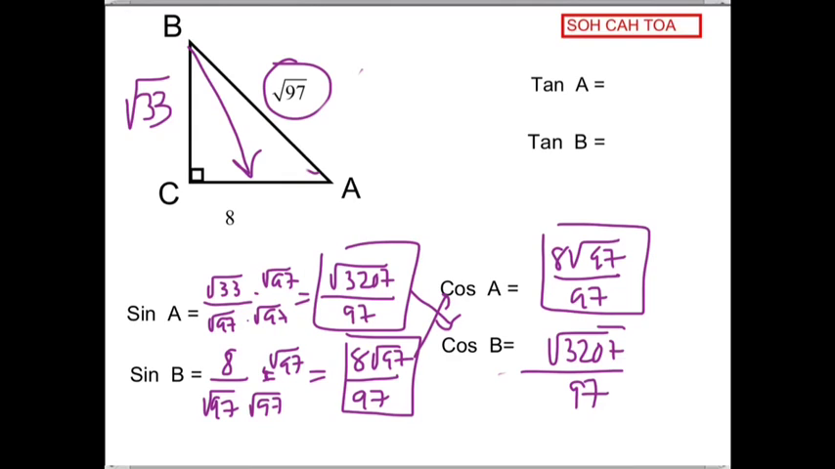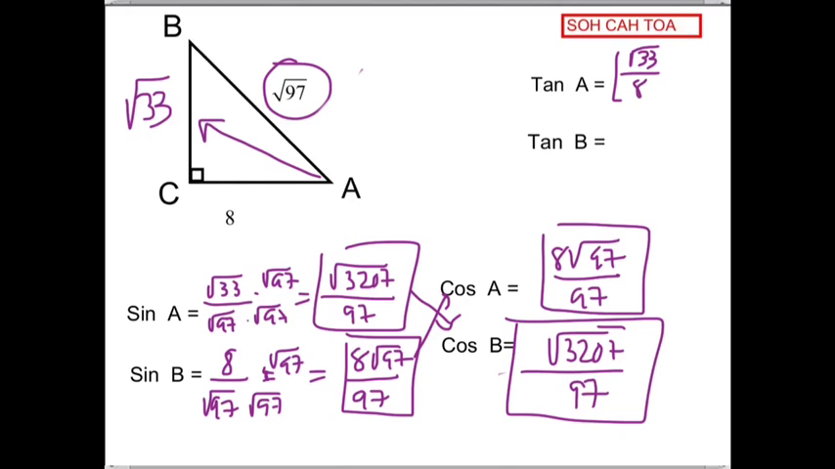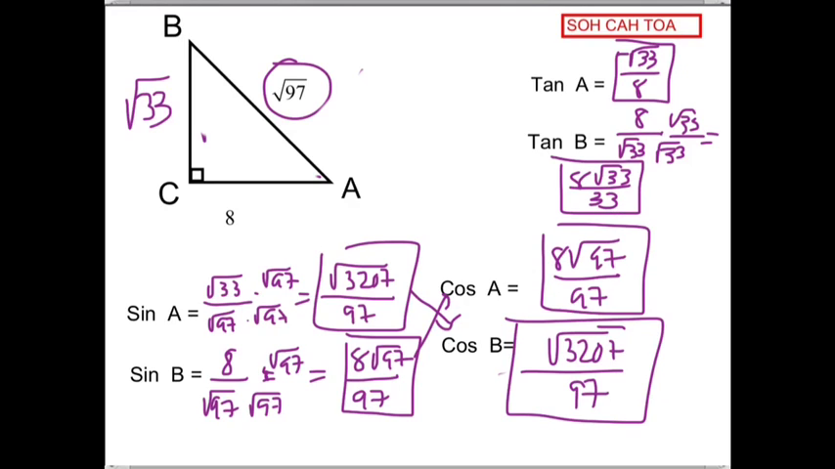Okay, so the tangent of A is the opposite of A, which is square root of 33 over 8. And the denominator is already rationalized, so we can leave it like that. And the tangent of B is the opposite, which is 8 over the square root of 33. And so this one we will have to rationalize. This becomes 8 square root of 33 over 33. Okay.